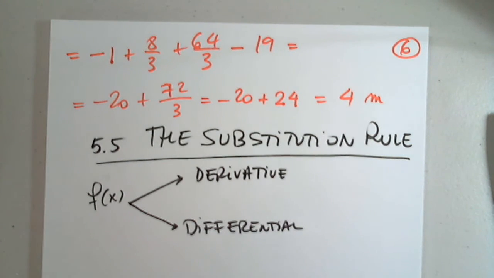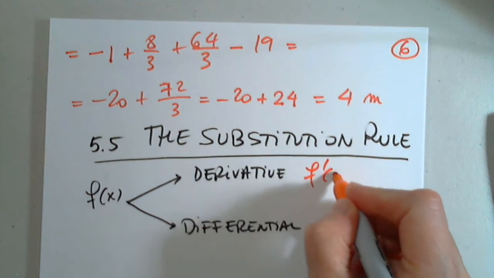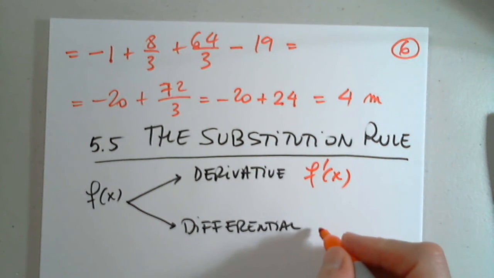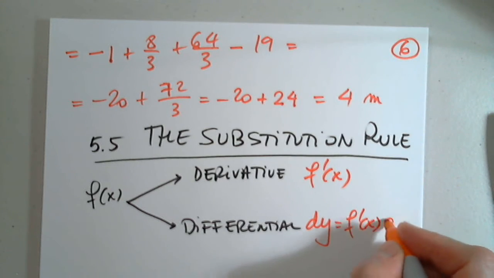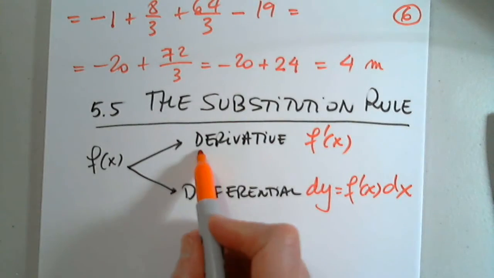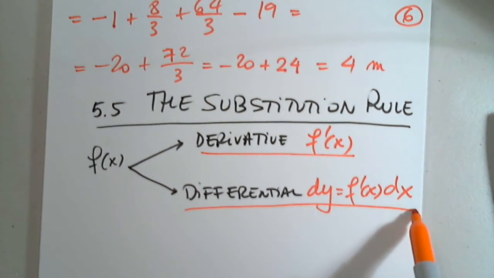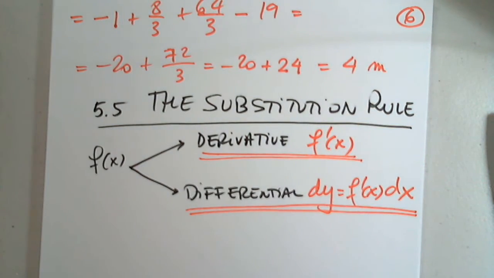Derivative would be f prime, and then the differential would be the function times dx. Very good. Awesome. Brilliant. Thank you very much. Great job. Thank you. I need this reminder for the substitution rule.